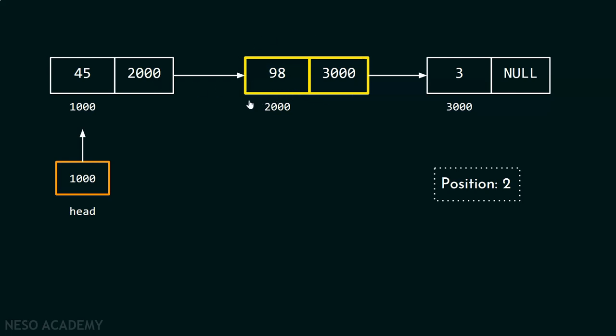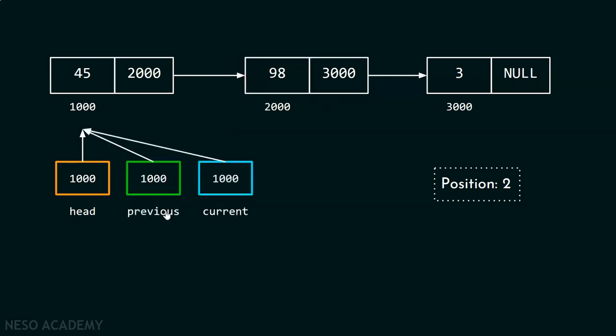Here you should understand that we have to update the link part of this node first. If we want to update the link part of this node, we need to keep a pointer which will update the link part of this node to this particular address, so that this node will point to this particular node. And we will keep another pointer to delete this particular node. So in total, we will keep two pointers, and I'm naming these previous and current. The previous pointer will point to this node and the current pointer will point to this particular node.